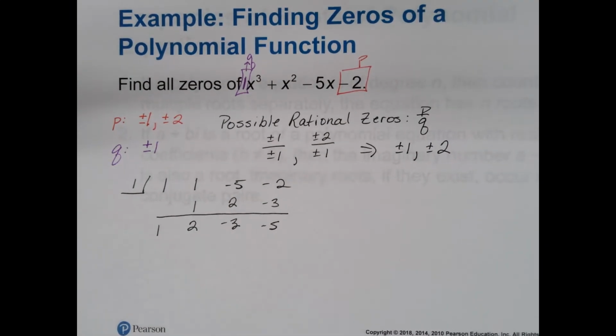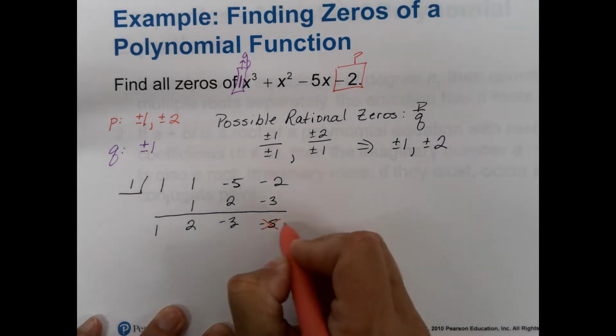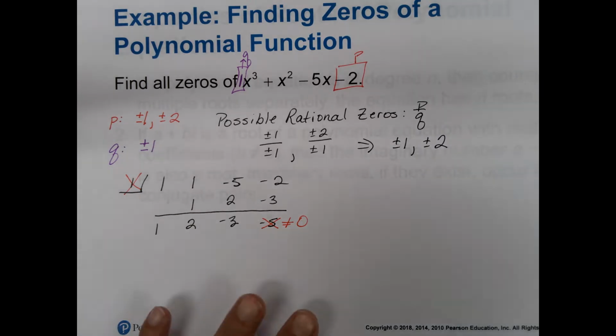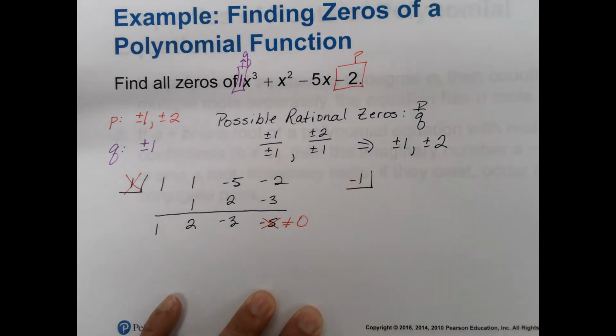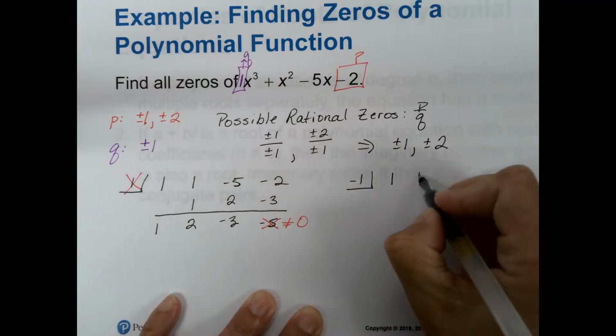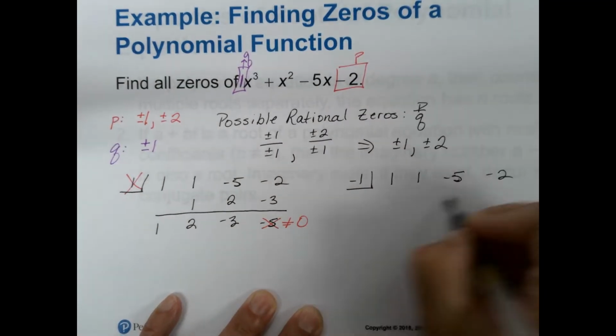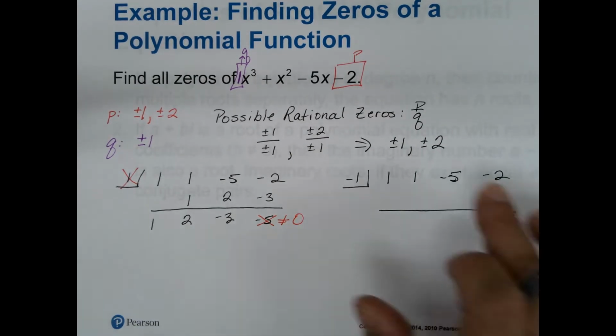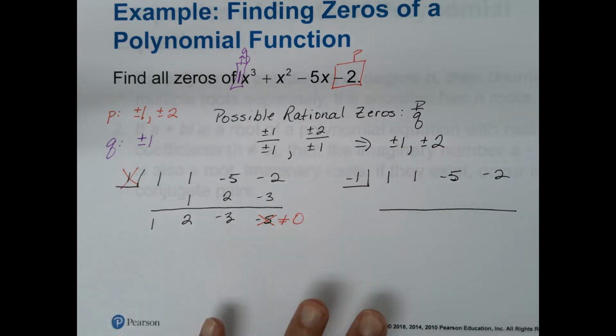Is 1 a 0 of this function? It's not. This is not, because it's not equal to 0. We need this last number, the remainder, to be 0. So that means that 1 is not a 0 of our function. Let's try -1. So again, taking my same coefficients. So this is trial and error, but the good news is the rational zero theorem gives us our choices, and so we know at least where to start.